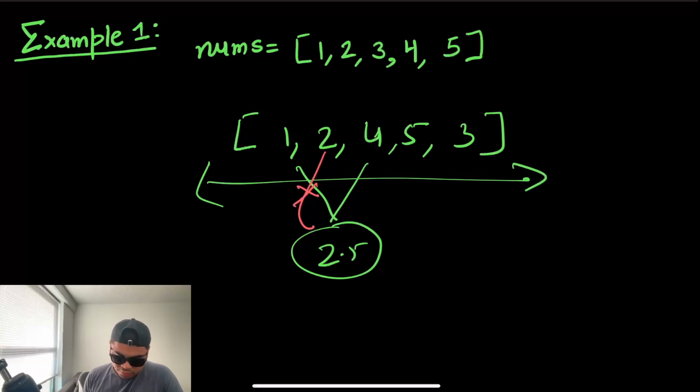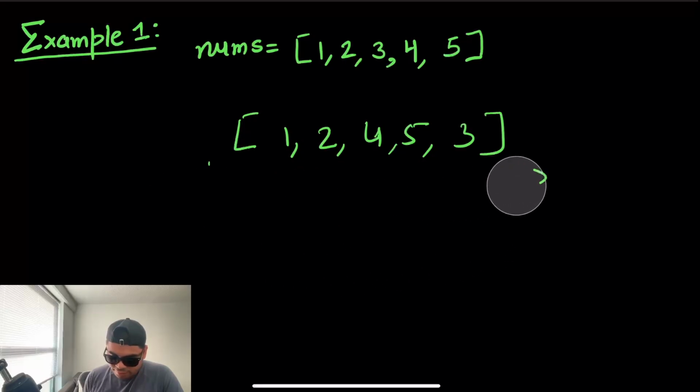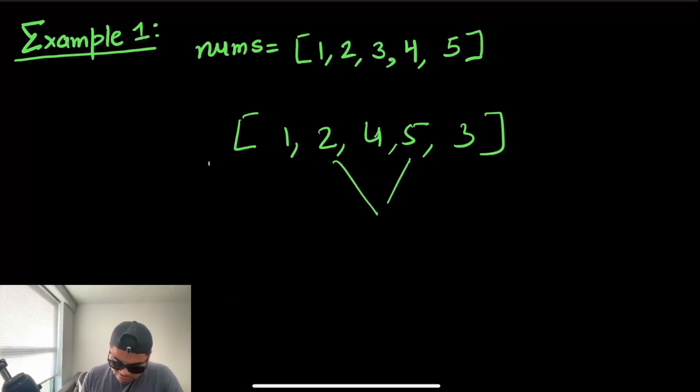And what if you take the average of 2 and 5? The average of 2 and 5 is 3.5, which is not equal to 4. And the average of 4 and 3, that's 7 by 2, which is 3.5 again. That's not equal to 5. So this is the way they have arranged it, but let's see how we can actually do it for ourselves.